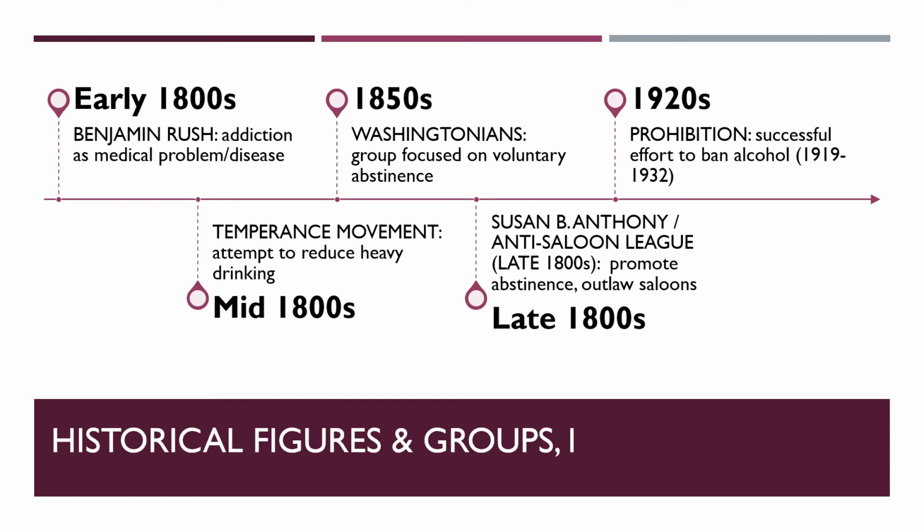By the late 1800s, that temperance movement really was becoming more extreme and was looking more to promote abstinence and outlaw all alcohol. Susan B. Anthony was actually part of the Anti-Saloon League during this time in the late 1800s, which eventually gains enough momentum that, as you see in the 1920s, they actually pass a constitutional amendment to ban alcohol.